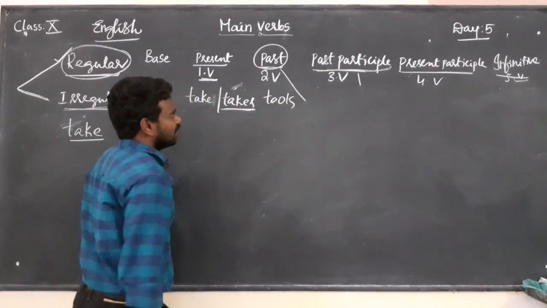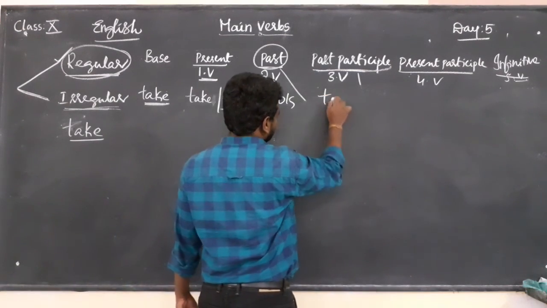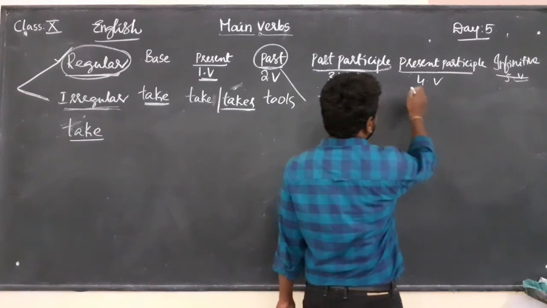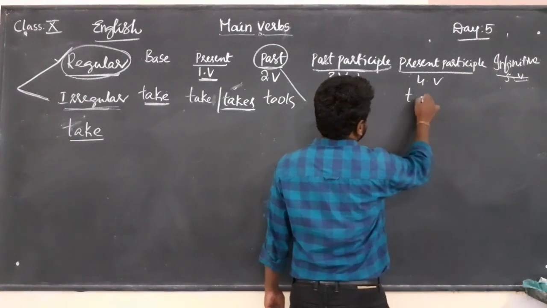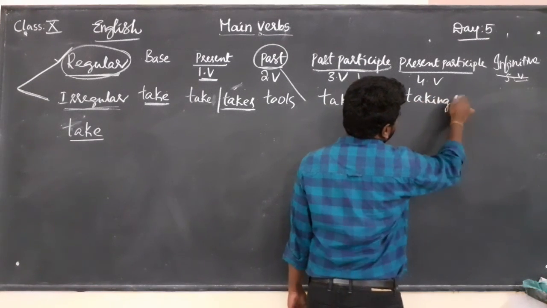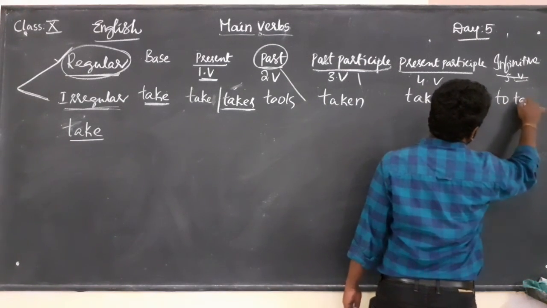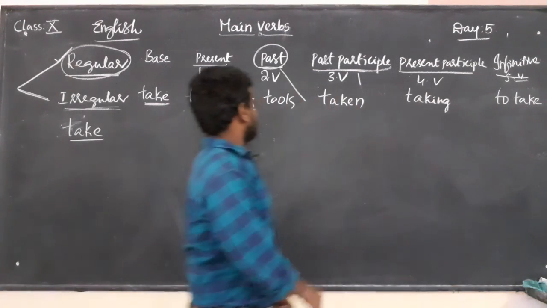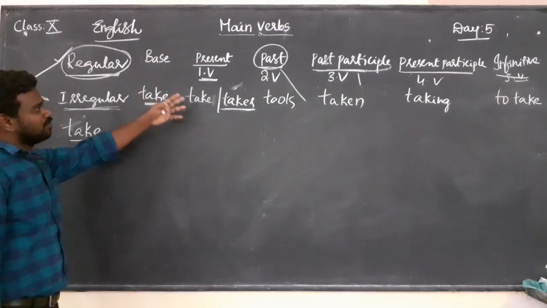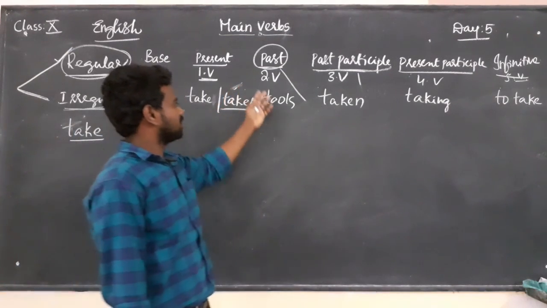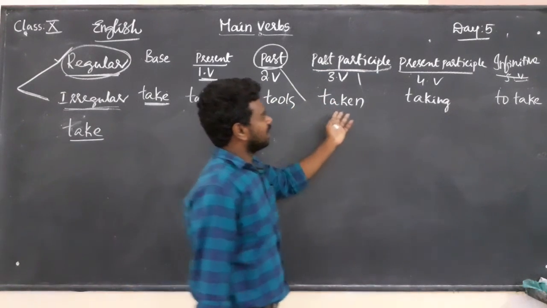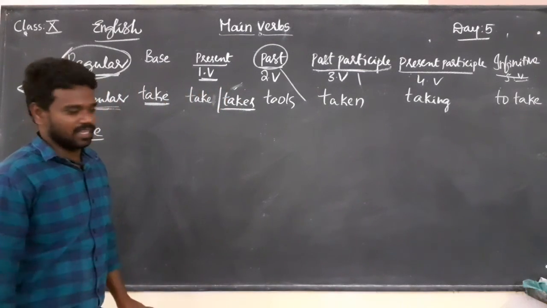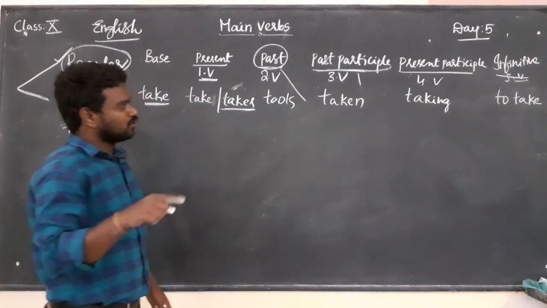Took. And what is the past participle? Taken. What is the present participle? Taking. The infinitive we can say is to take. So here take is the base form, the present form is take or takes, the past form is took, the past participle is taken, the present participle is taking, and the infinitive form is to take.